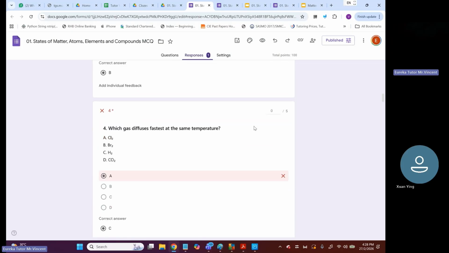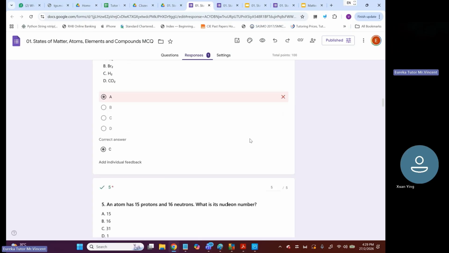Okay. Number 4, you made the mistake. Which gas diffuses fastest at the same temperature? Answer is C. We need to refer to molar mass. For example, hydrogen gas H2 is 1 times 2 equals 2, right? CO2, you refer to the periodic table, you will get 44. Cl2, you get 71. Br2, we get 160. So from here, the lightest one must be hydrogen. Answer is C. Okay?